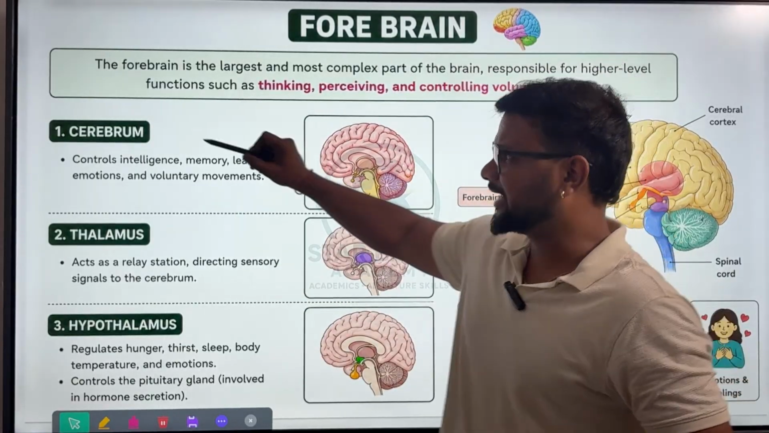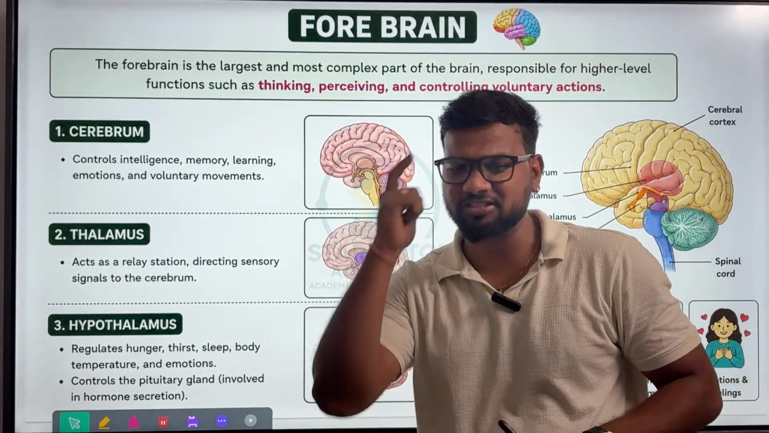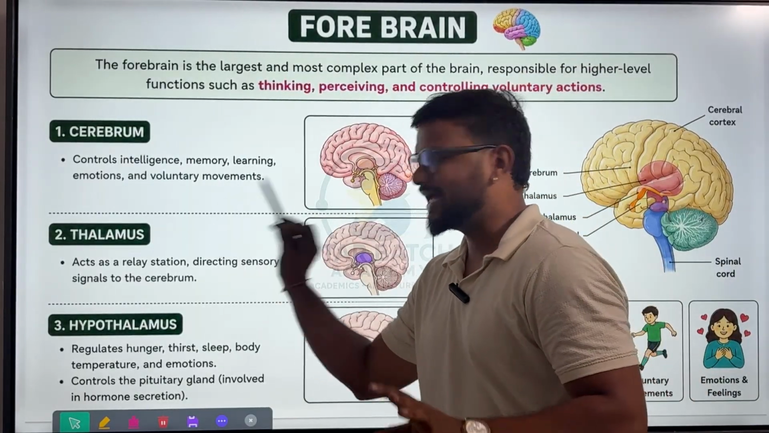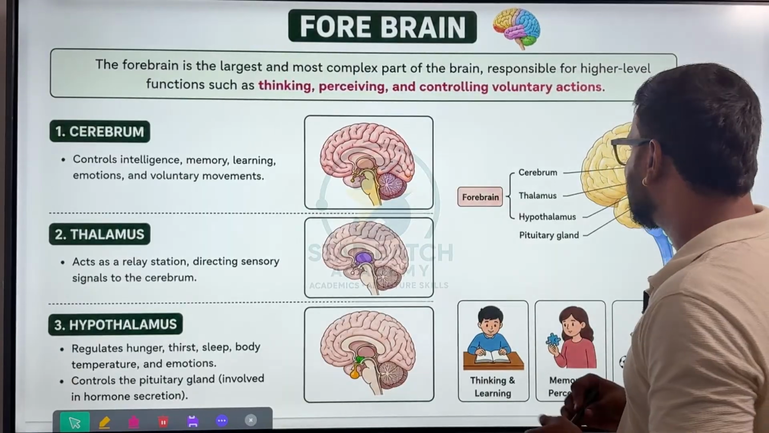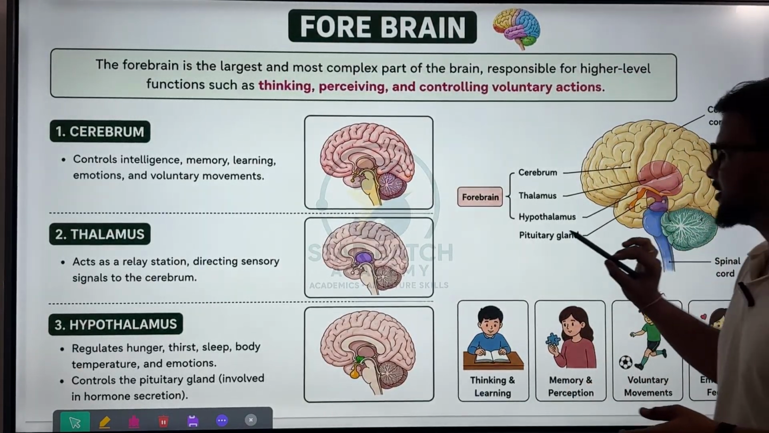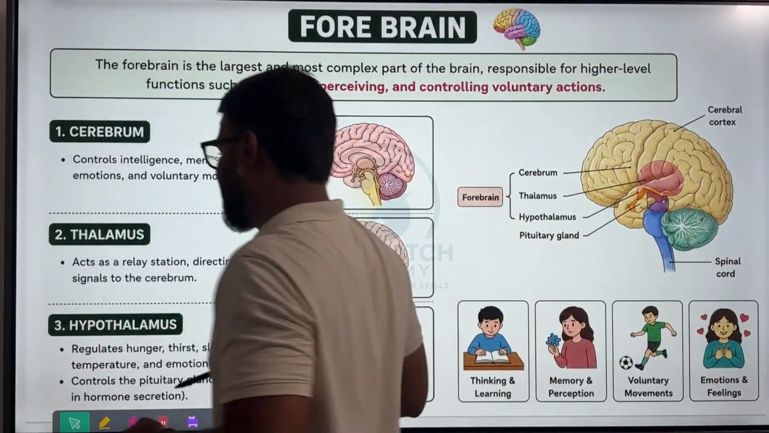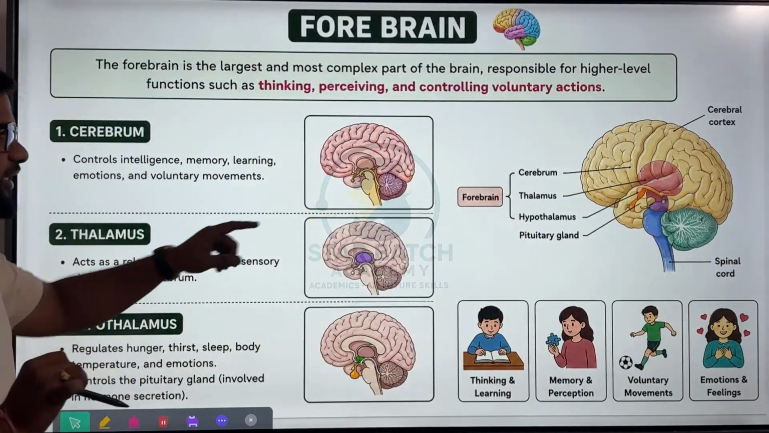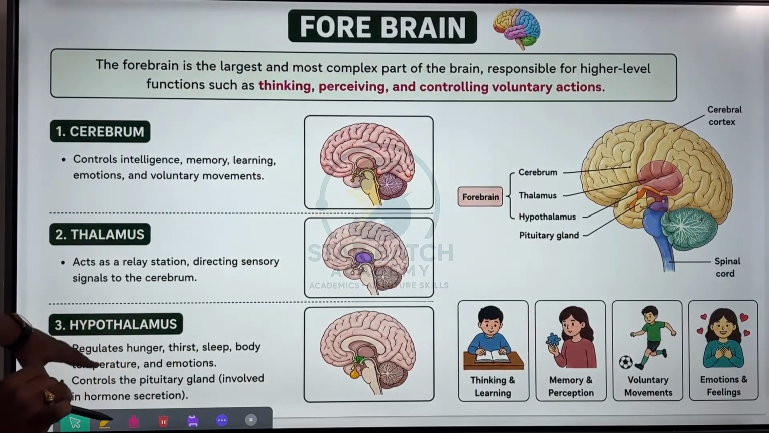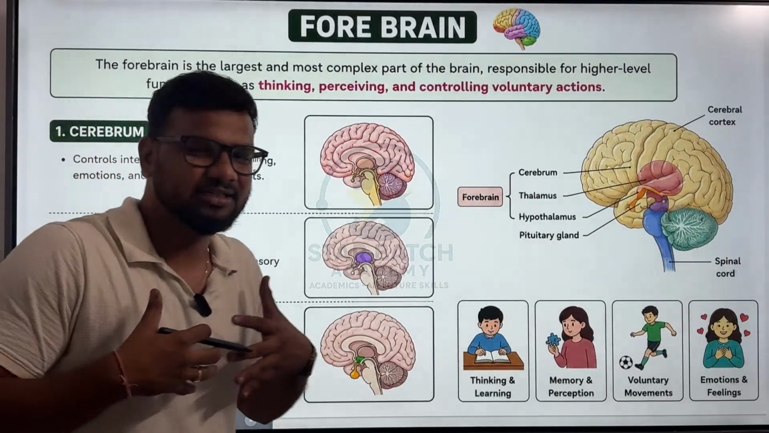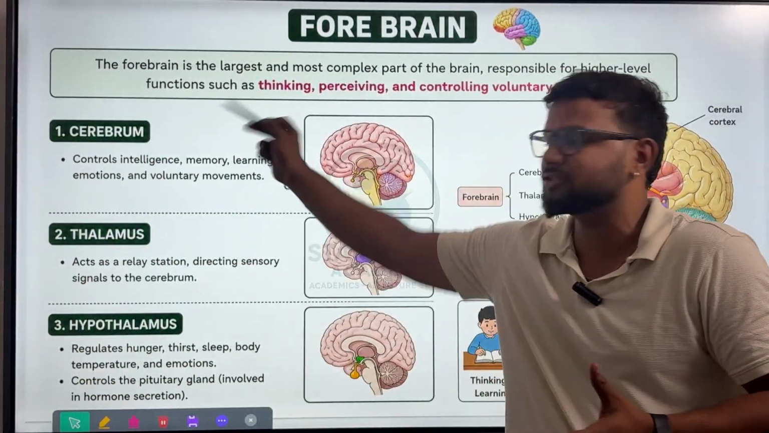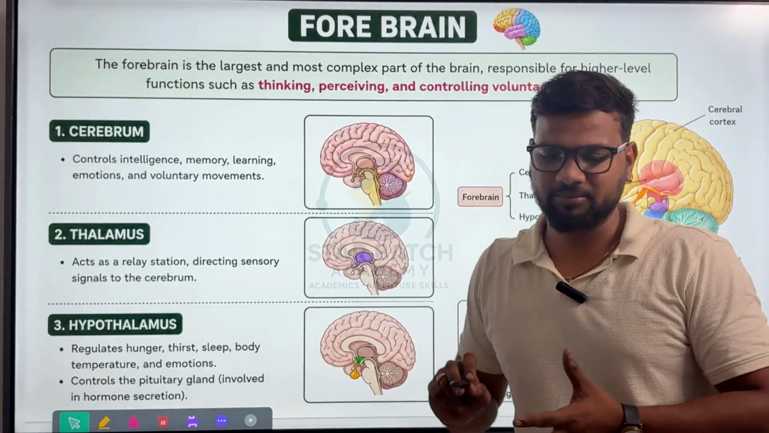Okay, now cerebrum, what it will do? Control the intelligence, memory, learning, emotions and voluntary action. Thalamus, what is the thalamus? See, thalamus is here, hypothalamus is under the thalamus, and below that we have a pituitary gland. Here it actually is a relay station, passes the information to cerebrum, and hypothalamus regulates hunger, thirst. Okay, all these things it actually regulates, right? And passes to the thalamus. Thalamus actually gives it to the cerebrum. Clear?